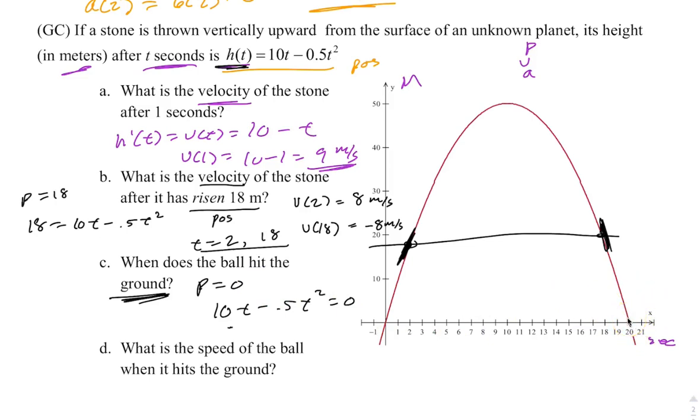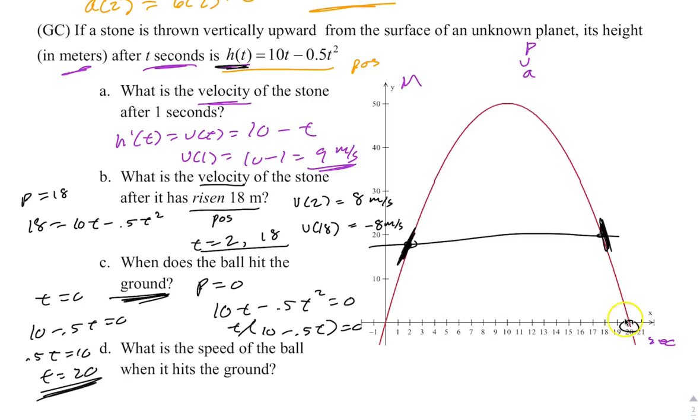I can factor out a t from both terms, and I get 10 minus 0.5t equals 0. Split it: t equals 0, which we already knew, and 10 minus 0.5t equals 0. Just do some math, and t equals 20, which you could see from the graph. So that's when the ball hits the ground.